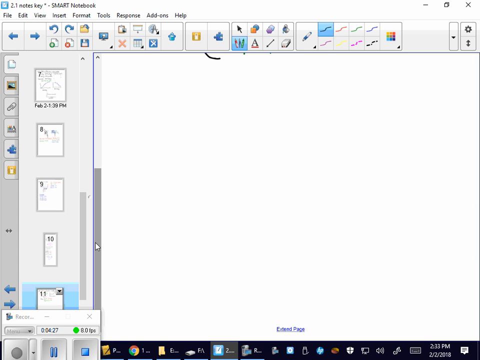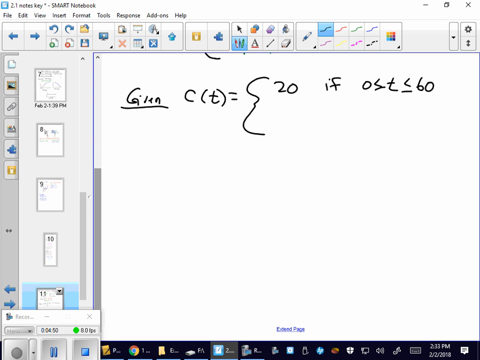So let's say that we're given this function. We're given c of t equals, here's our piecewise function, 20 if 0 is less than or equal to t, which is less than or equal to 60. We'll talk about how to read that. Or it's 20 plus 0.4 times t minus 60 if t is greater than 60.